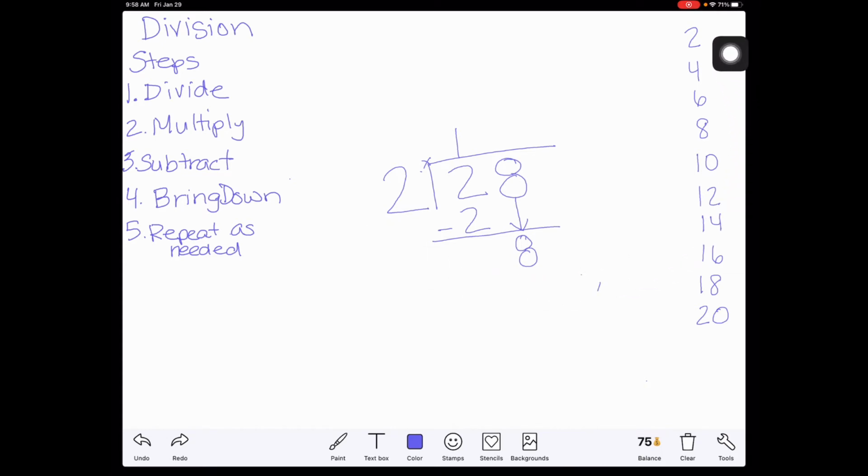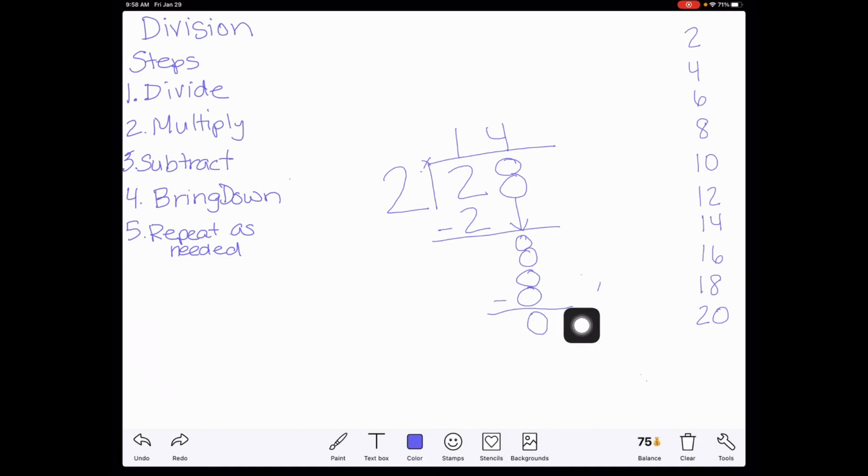So I'm going to come over here and I'm going to count. I can get 1 group, 2 groups, 3 groups, 4 groups, right? So I know that I can divide 2 into 8 four times. So I'm going to write my number 4 up here. And then I know that 4 times 2 is 8. And I can always check over here: 1, 2, 3, 4. So 4 times 2 is the number 8. I'm going to write it down here. Then my next step is to subtract. So I'm going to subtract, and I know 8 minus 8 is 0.